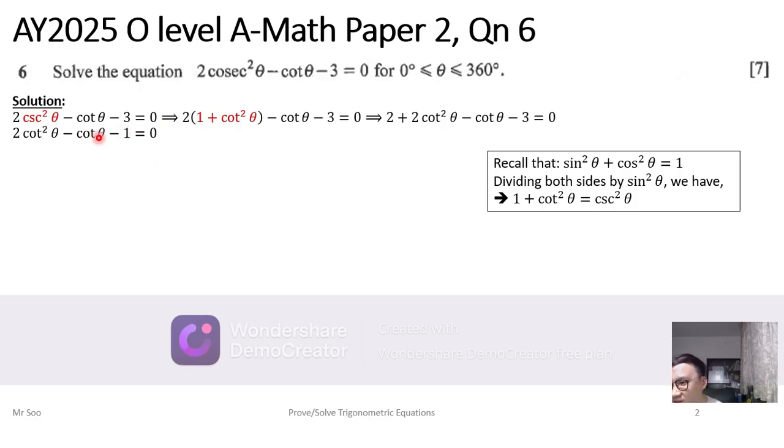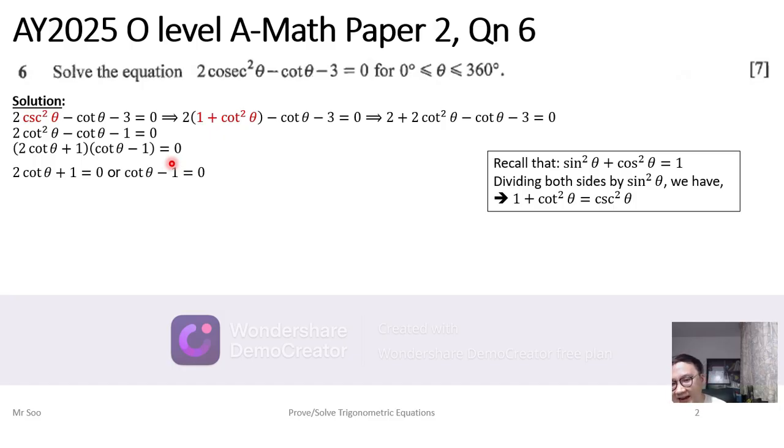If you let x equal cotangent theta, then this becomes 2x squared minus x minus 1 equals 0, which is your quadratic equation in E-math. You can use the cross method to factorize 2x squared minus x minus 1, or equivalently 2 cotangent squared theta minus cotangent theta minus 1. You factorize and get the product of two linear factors. And what are the linear factors? 2 cotangent theta plus 1 times cotangent theta minus 1 equals 0. Isn't this your E-math? Correct?